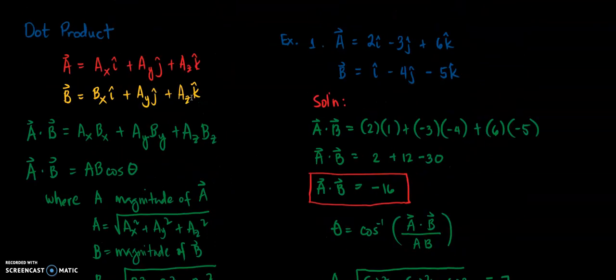So again, to calculate the dot product of two vectors, A dot B is equal to A sub x B sub x plus A sub y B sub y plus A sub z B sub z, and also AB times cosine theta.